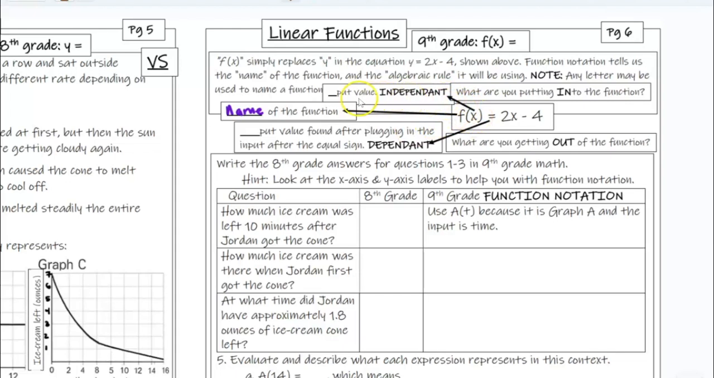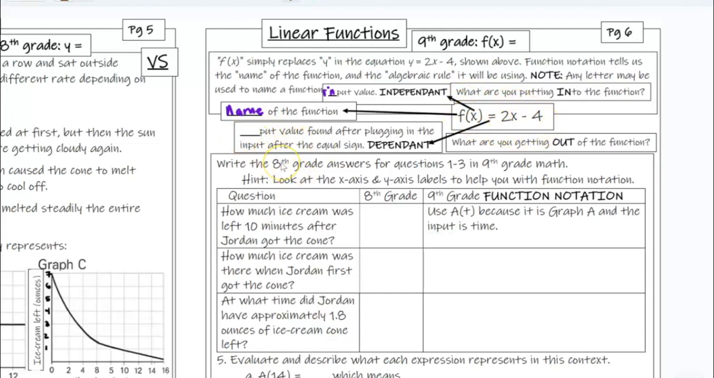x is the input value, the independent value. Independent means that it doesn't depend on anyone. It's an independent person, right? It doesn't depend on anyone at all. So it's what you are putting into the function. You're going to put x into this function f, and you're going to get an output, which is what we're going to do next.